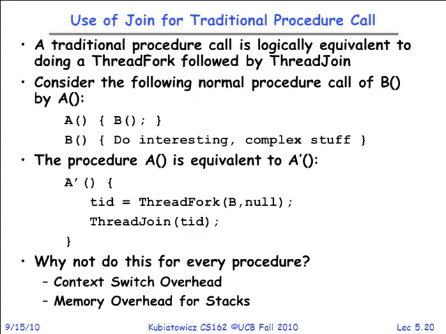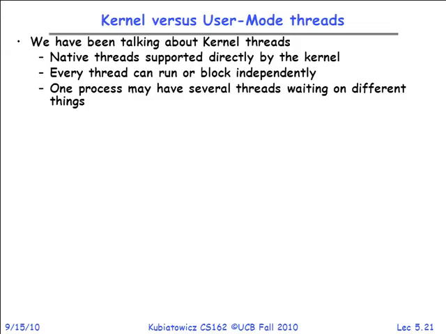So let's talk a little bit about kernel mode versus user mode threads. We've been talking about kernel mode threads: native threads supported directly by the kernel. Every thread can run or block independently. The kernel has the ready queue, it has the run queue, it's doing all this scheduling. One process could have a whole bunch of threads in it, and each of those threads could individually be asleep. So a process creates 20 threads, and each thread does I/O, and some of them could be sleeping, some of them could be running. That's just fine. Nothing we've said here prevents that.